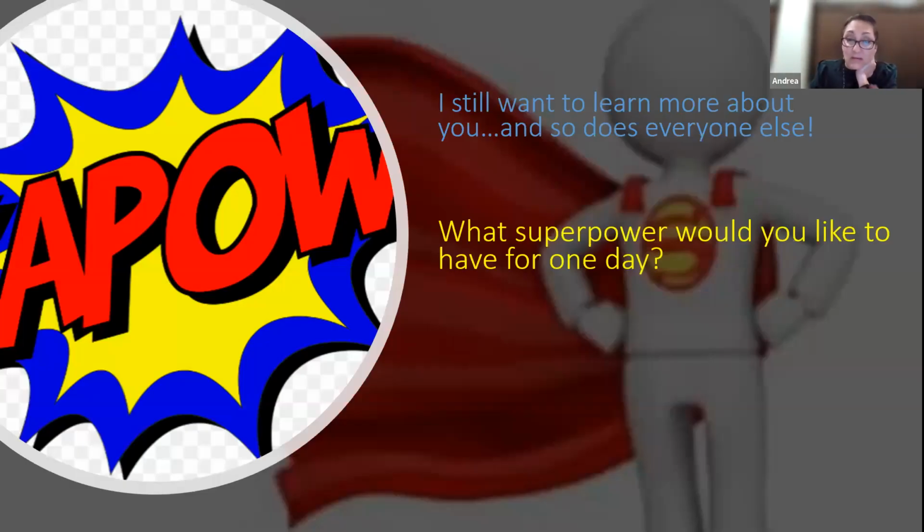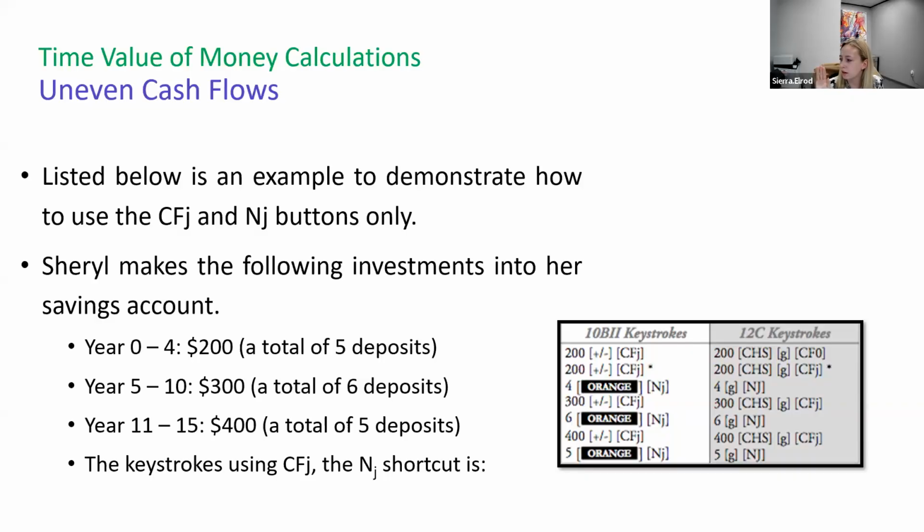Can I actually ask a quick question? Yes. Where you do the 200 for those 5 deposits, you should be able to do it for 5. The book shows it that way. So you could probably do 200 CFJ 5, the same way. Yeah. Okay, perfect. The book does that, I know.